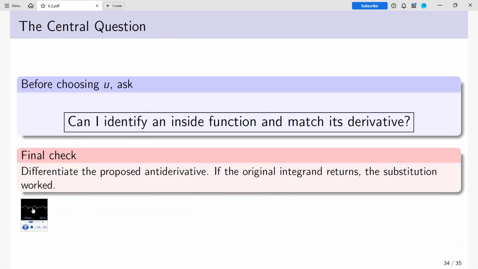The central strategic question is whether an inside function and its derivative can be matched. Verification by differentiation then confirms the answer.